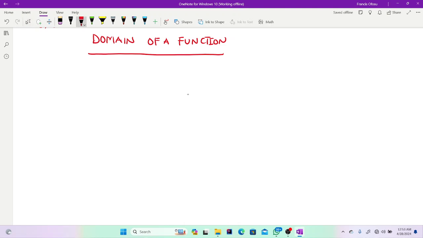In our previous lectures, we talked about the concept of function. We continue in this lecture with domain of a function.